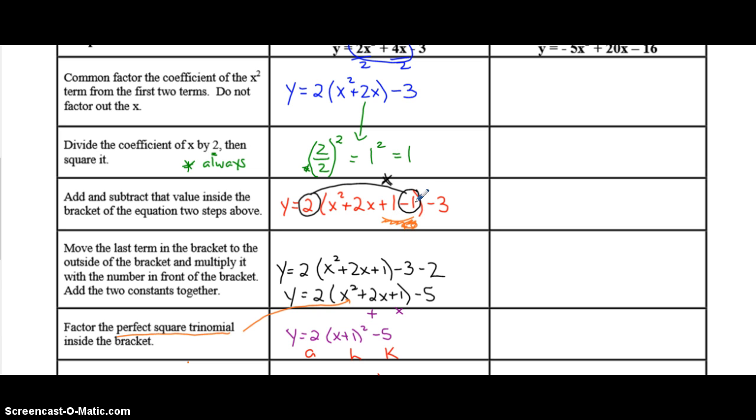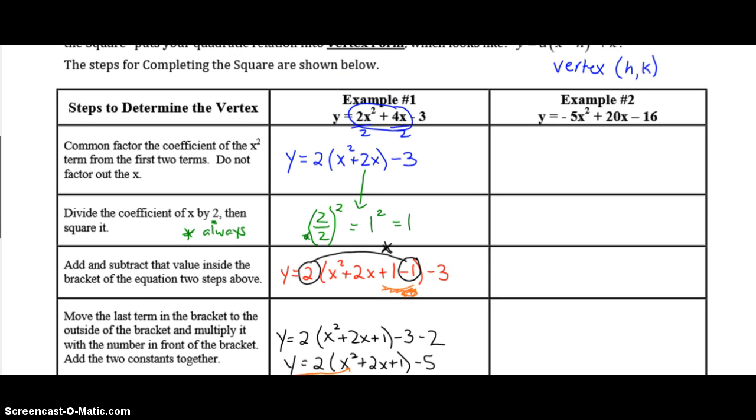So that's why we had to subtract 1. But we don't really want this -1 inside the bracket because we only want this 1 to do the factoring. So that's why we have to take it to the outside of the bracket. So that's where all of this comes from.